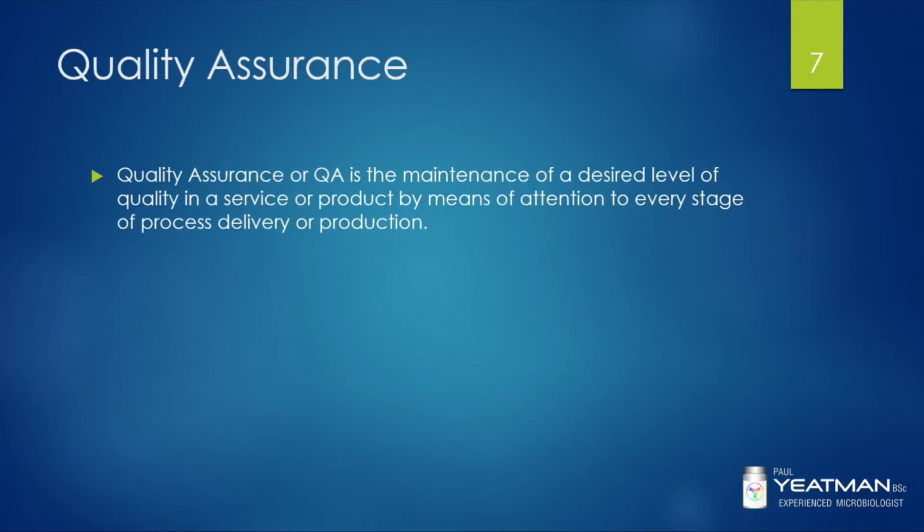So firstly, what is quality assurance? Well, that's the maintenance of a desired level of quality in a service or product by means of attention to every stage of process, delivery or production. So you may have heard of quality control. Quality assurance is similar. QC is reactive while QA is proactive. I'm a big fan of QA as I'd rather not deal with preventable issues.